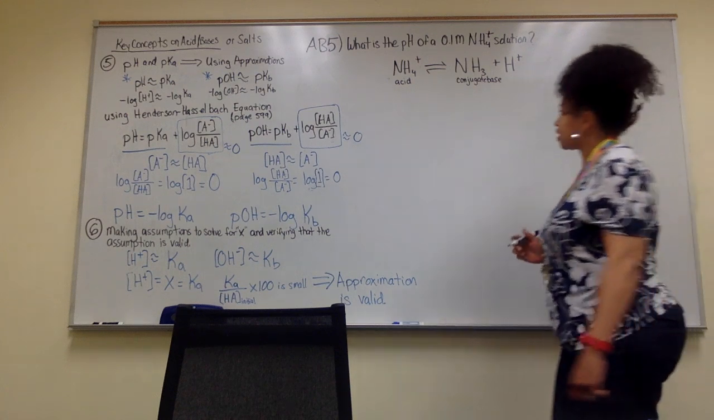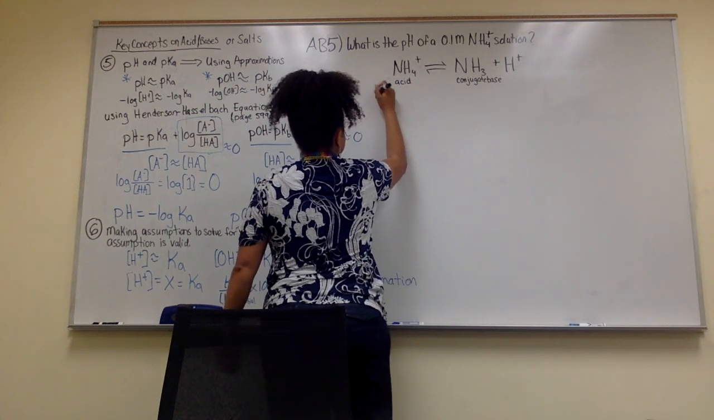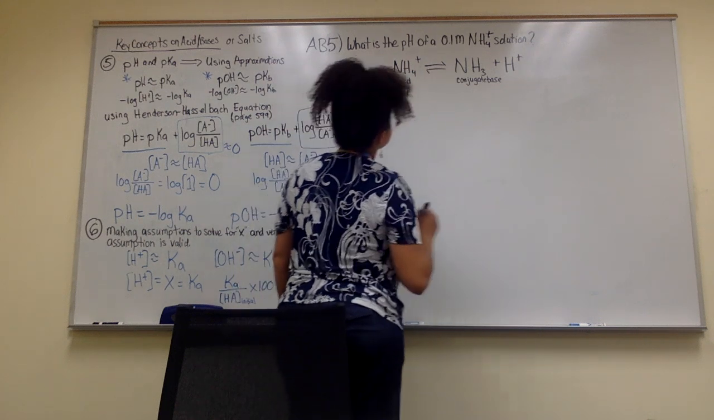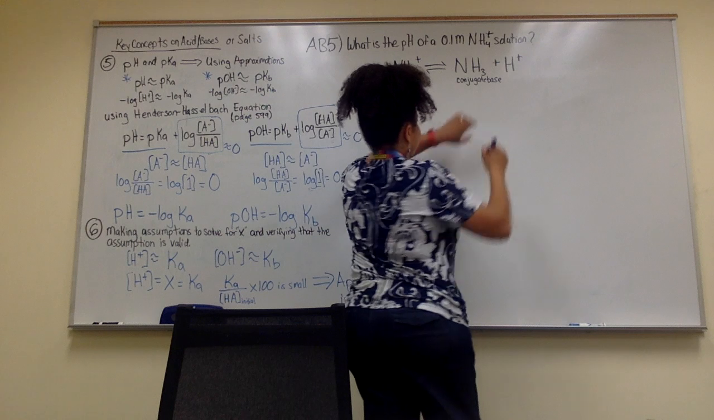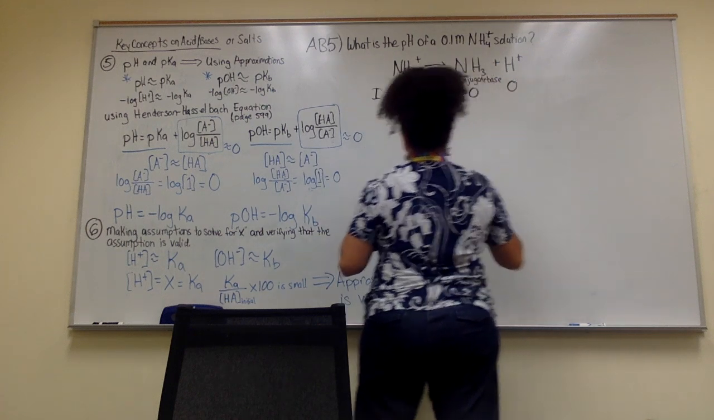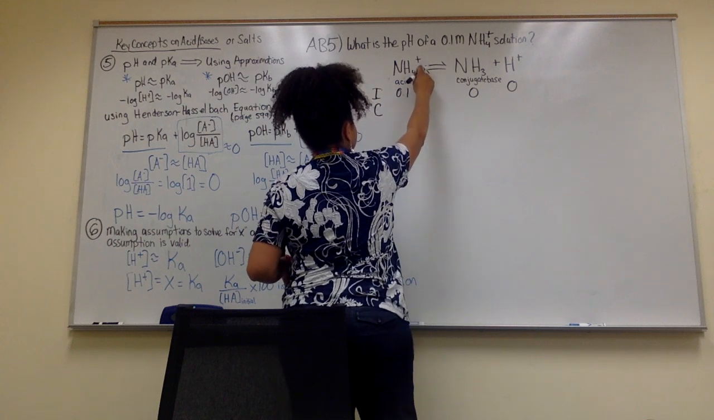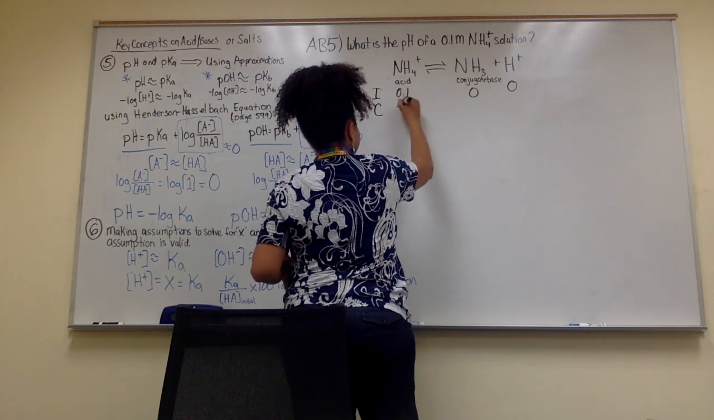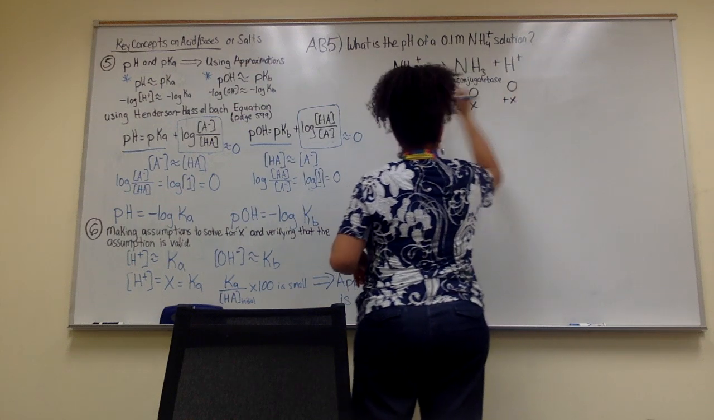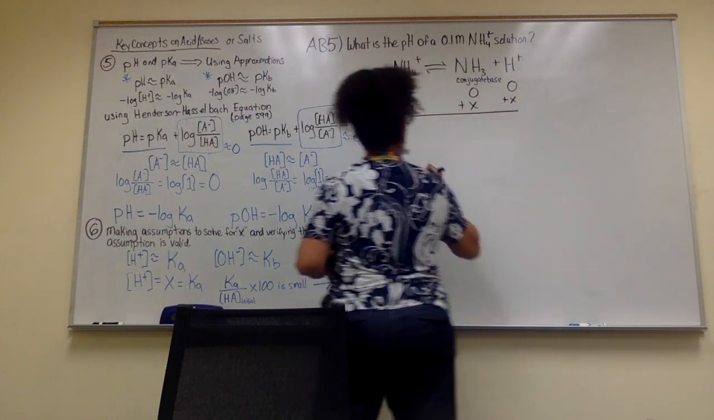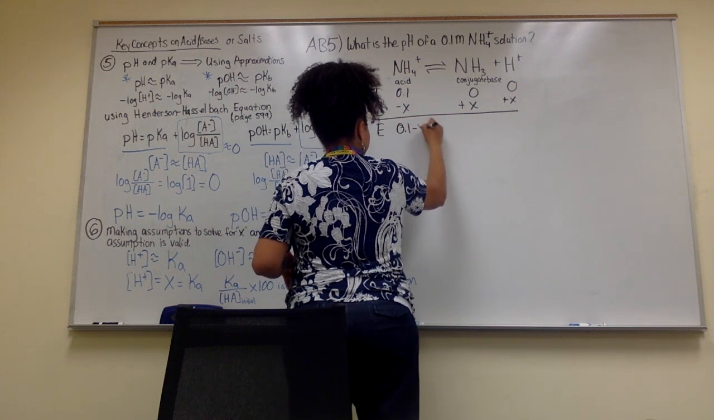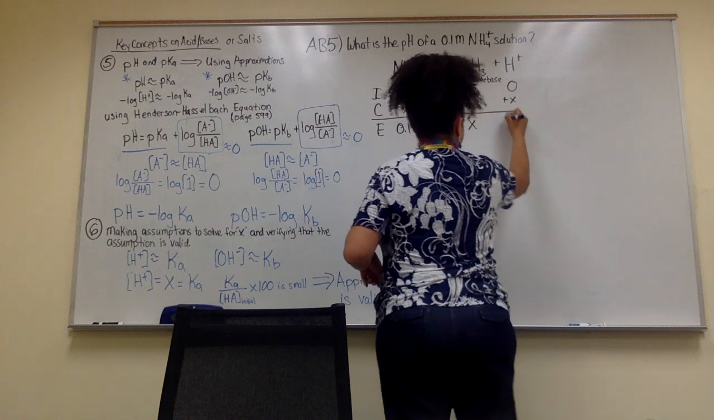So now let's set up our ice table. Initially we start out with 0.1, we love doing that. Then we move on to having zero ammonia and 0 H plus. Our change, we know that this is a weak acid, so it's partially dissociating. So then our equilibrium concentrations are 0.1 minus X, X, and X.